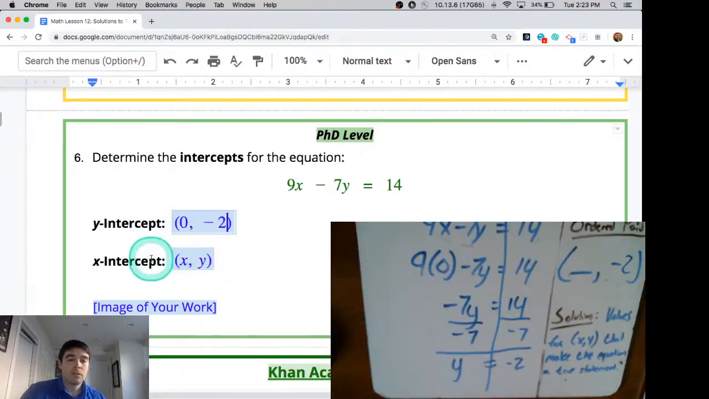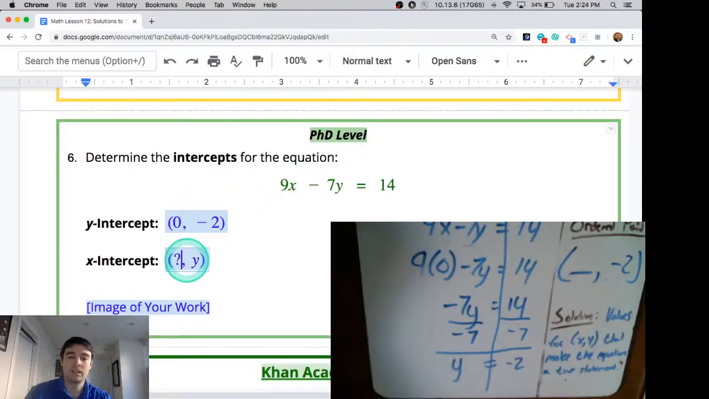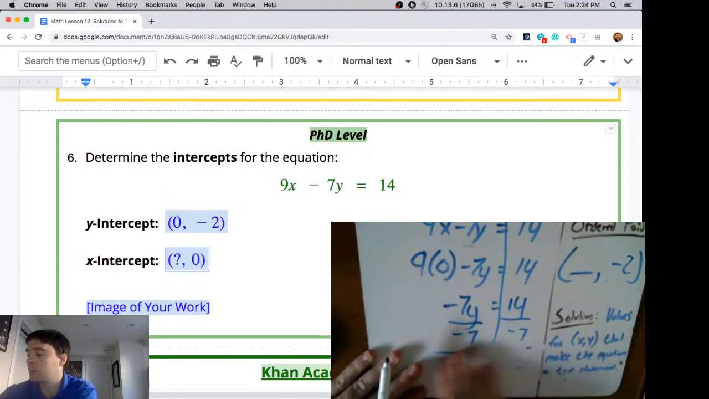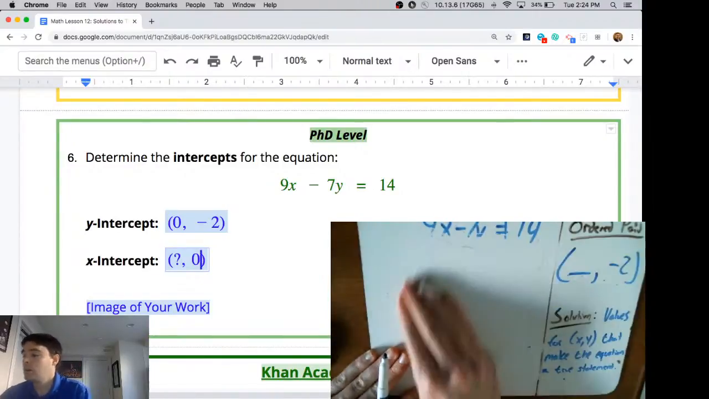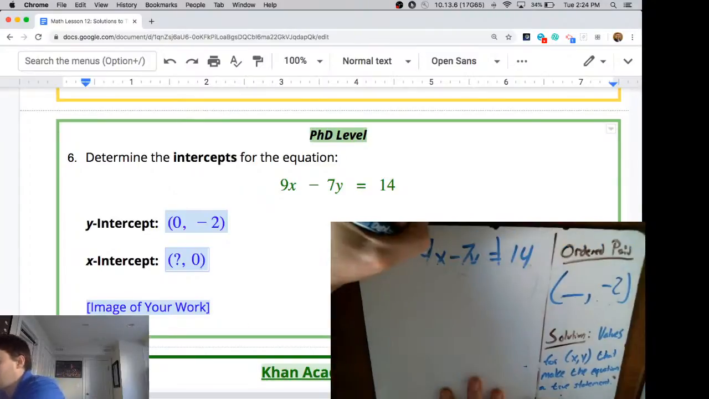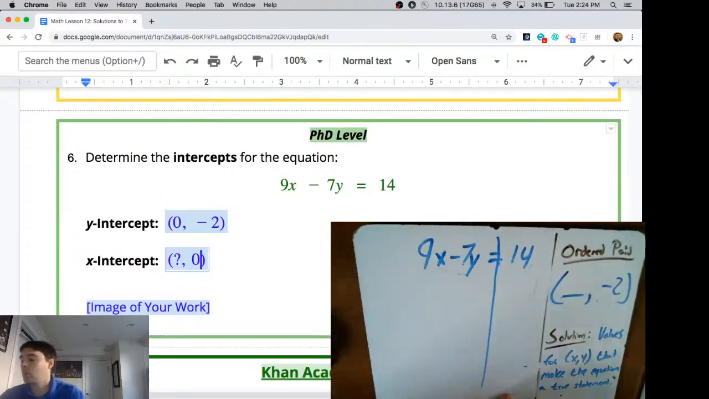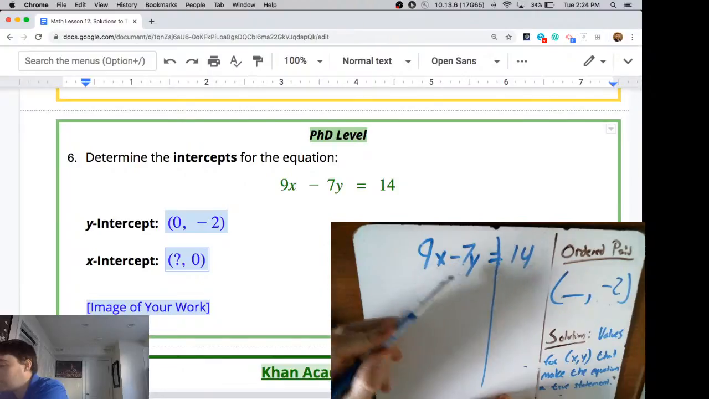The opposite, if they ask you to find an x-intercept, they're saying, hey, what value is the x variable going to take? We don't know what the x is yet, but for an x-intercept, what value should x have if we make the y value 0? Or if x is doing all the work, what value does x have to take to make the equation true? So back to my original equation, 9x minus 7y equals 14. And now to find an x-intercept, we want to know what x value needs to be put into this equation if y is set equal to 0.